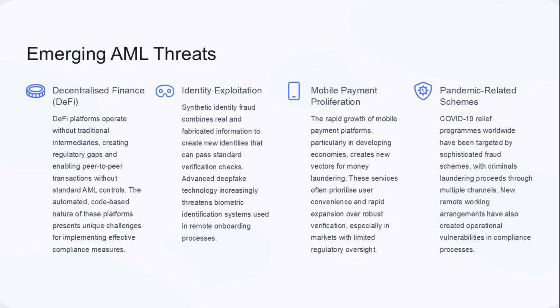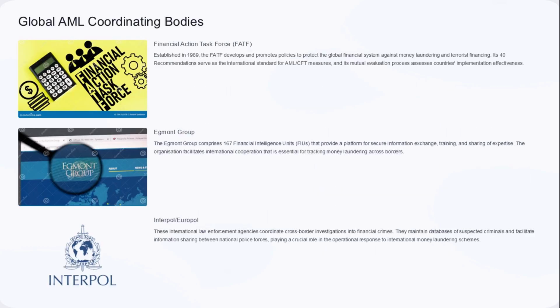These developments require innovative compliance measures to address vulnerabilities and ensure effective monitoring in a rapidly changing financial landscape. Global AML coordinating bodies like the Financial Action Task Force, Egmont Group, and Interpol play crucial roles in developing policies, facilitating information exchange, and maintaining databases of suspected criminals. Their efforts are essential for international cooperation in combating money laundering.